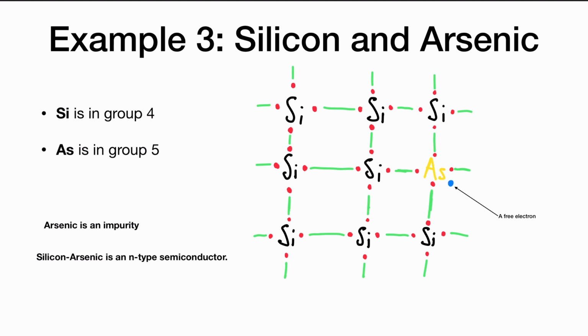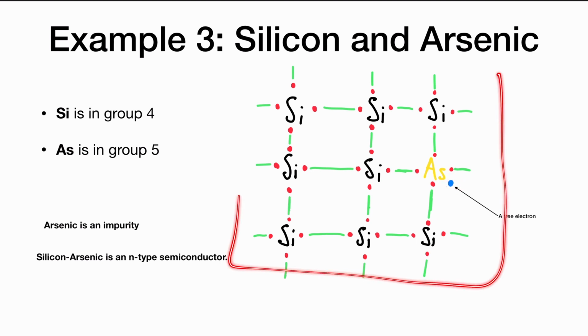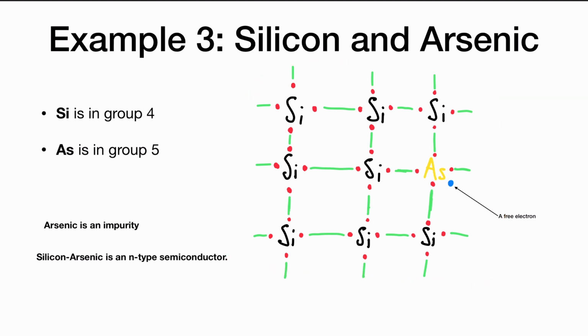This is typically true when you introduce a foreign atom which has more valence electrons, or outer shell electrons, than the substance in question. So notice arsenic has 5 outer shell electrons, while silicon has 4. So by replacing one of the silicons with an arsenic atom, we're going to end up with a free roaming electron. Essentially, we have made what we call an N-type semiconductor.